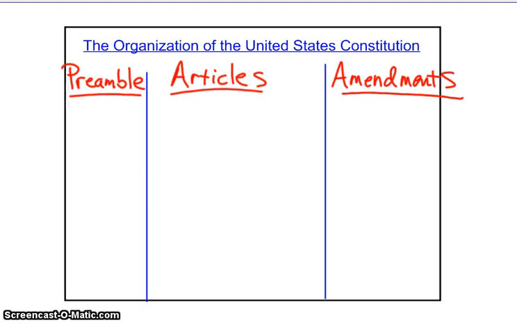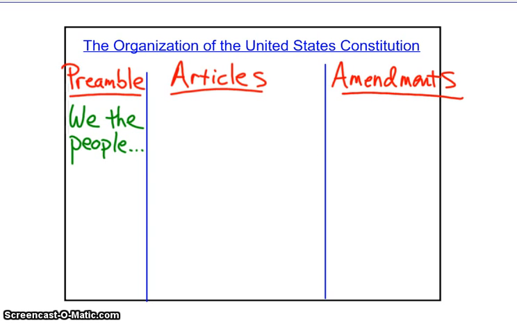The preamble is sort of like the introduction. It is very short. It is only one rather long sentence. But the first 3 words are very famous: we the people. The Constitution starts off, we the people, because in our country we have popular sovereignty. The people are in charge of the government. The people made this, and the people are running the show.